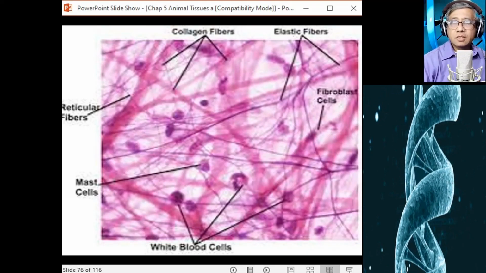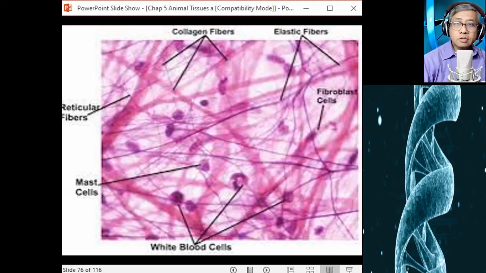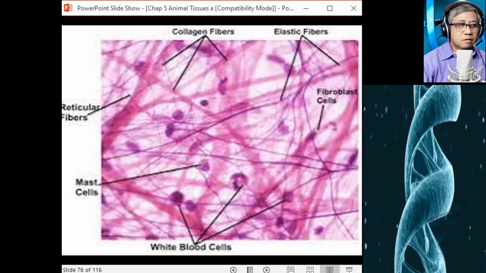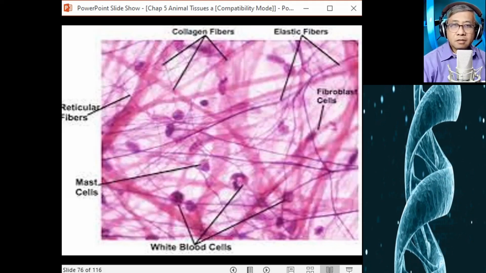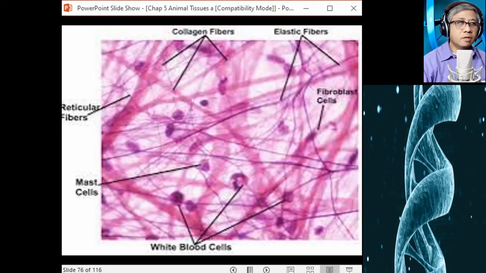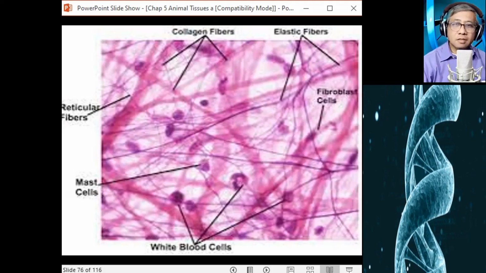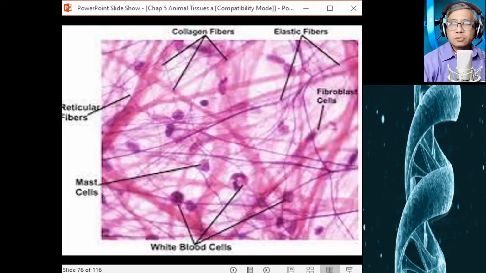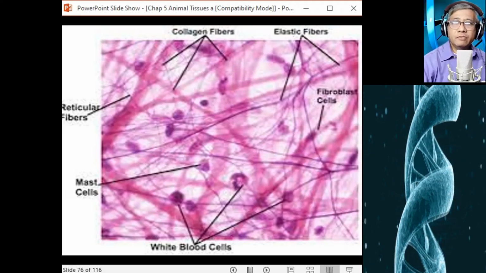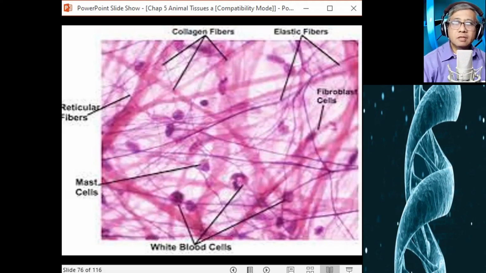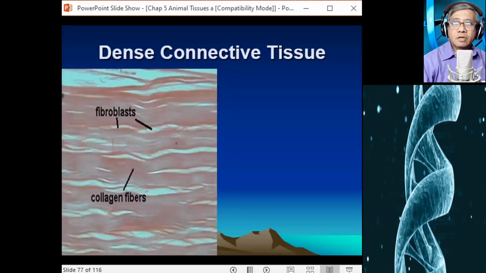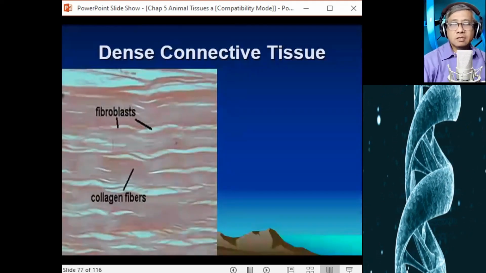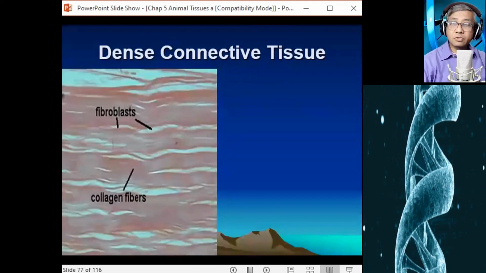Alright, so that's areolar. And again, you will notice that the collagen and elastic fibers just run in different directions, forming a mesh-like network of fibers. Okay, so I hope that's clear for areolar connective tissue. So I guess we can move on now to dense connective tissue. So we're done with loose connective.